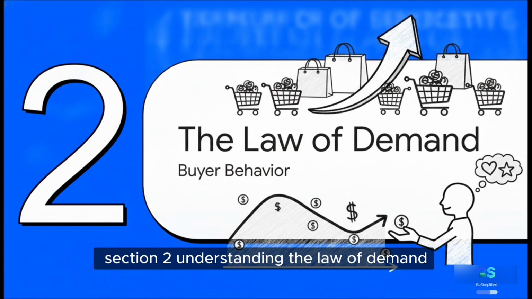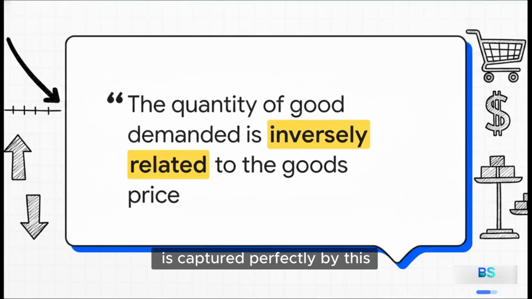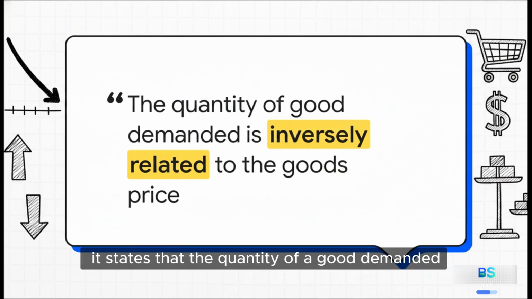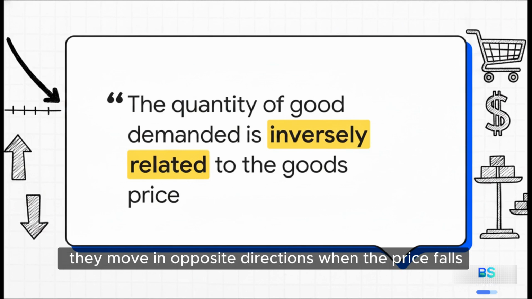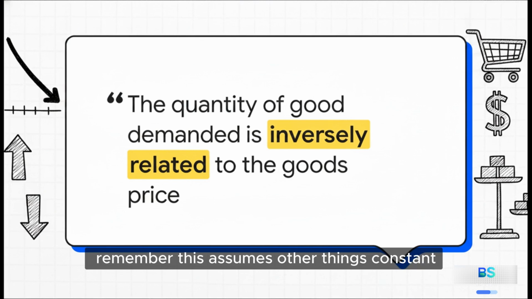Section 2. Understanding the law of demand. The whole foundation of buyer behavior is captured perfectly by this Colander quote. It states that the quantity of a good demanded is inversely related to the good's price. Notice that absolutely key word there, inversely. They move in opposite directions. When the price falls, the quantity demanded goes up. Price rises, quantity demanded decreases. But, and this is a big but, remember this assumes other things constant. That means nothing else in the world is changing except the price of this specific good.